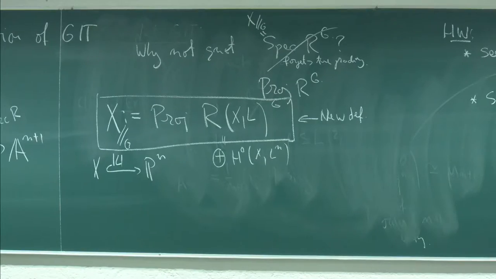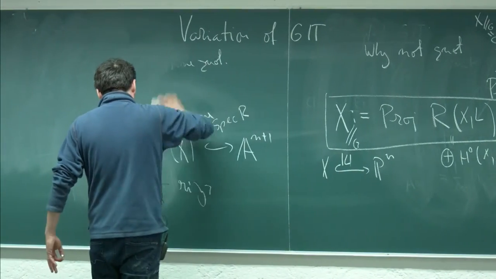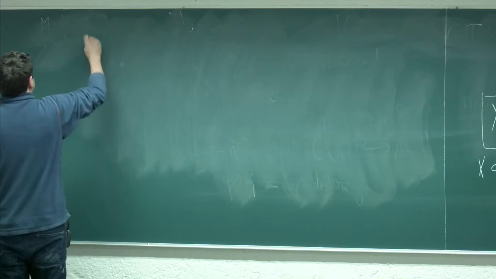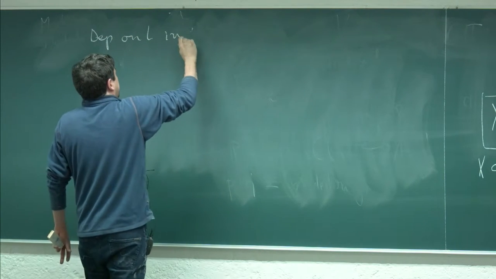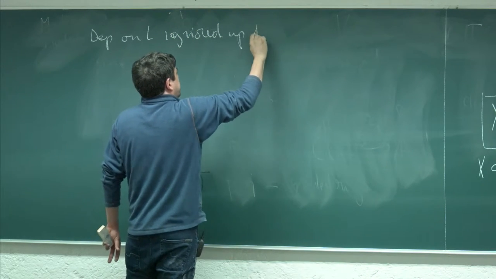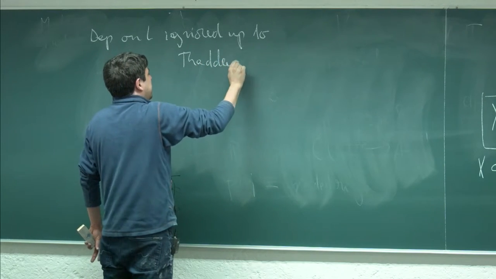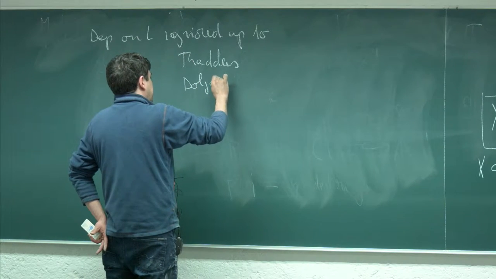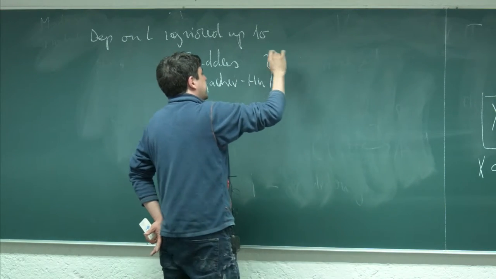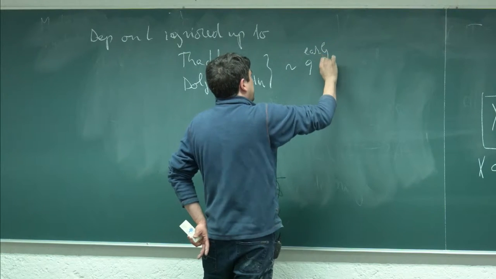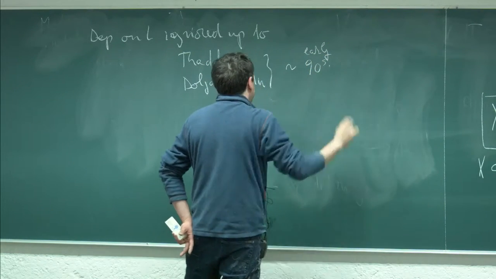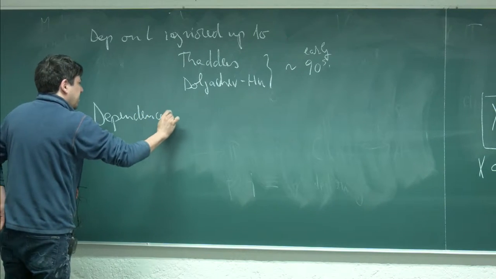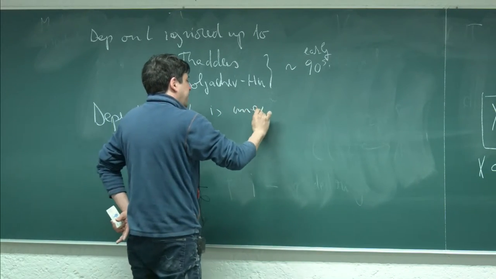But unfortunately, this was ignored from the 60s up to the 90s, so more than 30 years, it was ignored. So basically, the dependence on L was ignored up to the work of, there are some instances where it was not ignored, Thaddeus and Dolgachev, which was in the early 90s. I think '92 and '94, the papers appeared. So the mantra is that the dependence on L is unexpectedly nice.